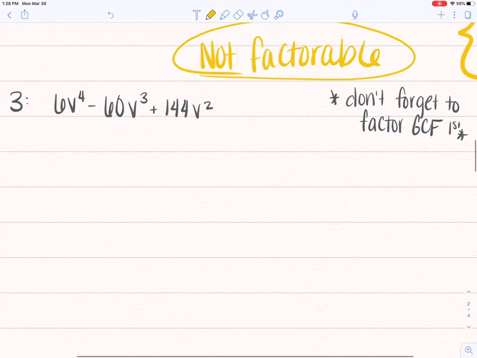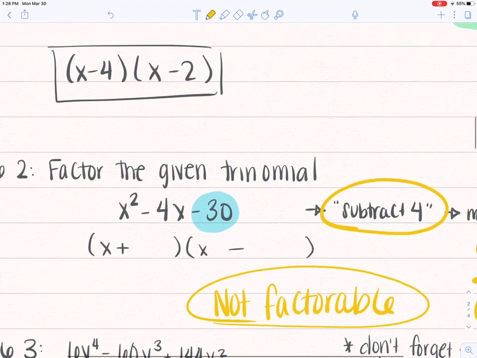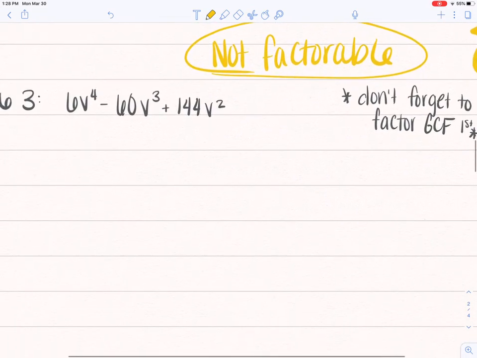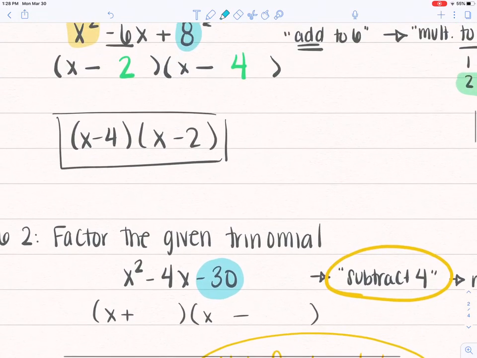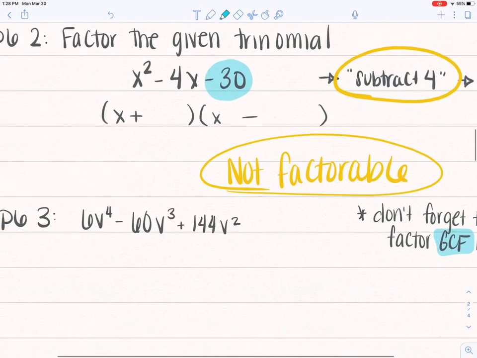Example 3, the trick with this one is you would probably look at that and you'd say 6v to the 4th. Whoa, I don't know how to handle v to the 4th. Everything else has been squared. Well, that's okay. I can actually just factor out a GCF. You do have to check GCF first. You cannot just omit it. It just so happened that all of these didn't have a greatest common factor.